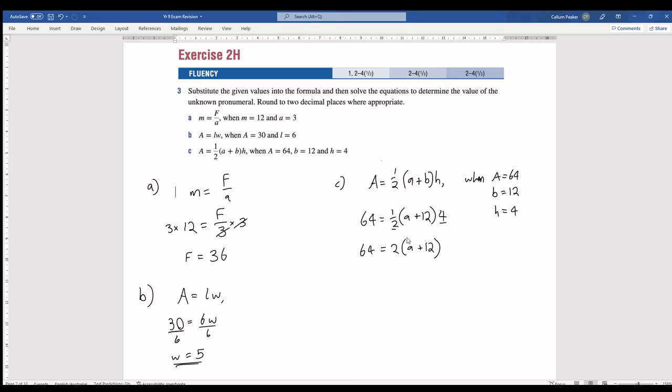Now we could do one of two things here. We can either multiply these two inner terms by this 2, so expand the brackets, or I can actually just divide both sides by 2, and that will remove this pesky coefficient from the equation. I'm going to do that. So let's divide both sides by 2, and that will give me 32 is equal to a plus 12. And finally, we can subtract 12 from both sides. That will give me that a is equal to 20.